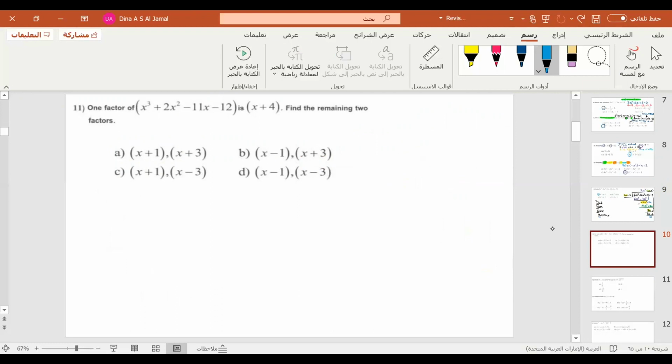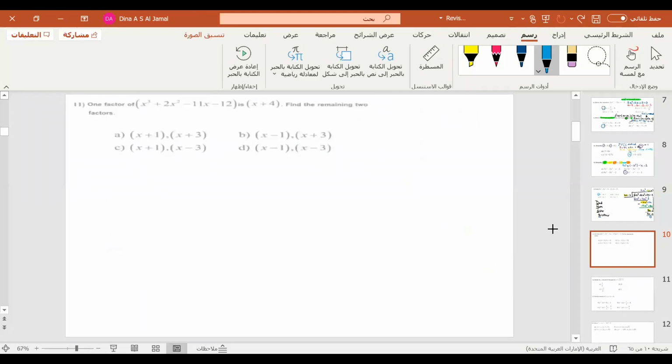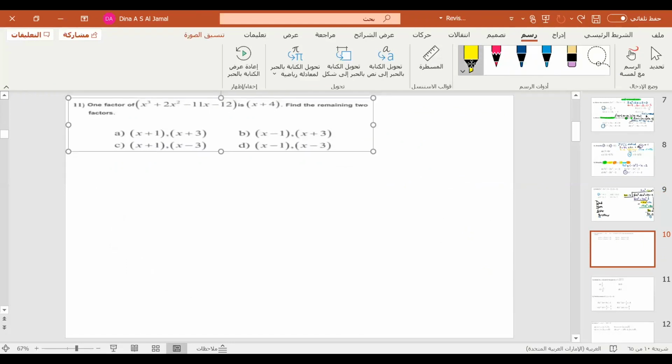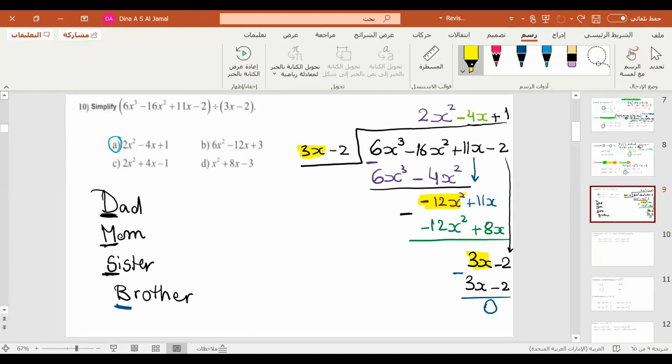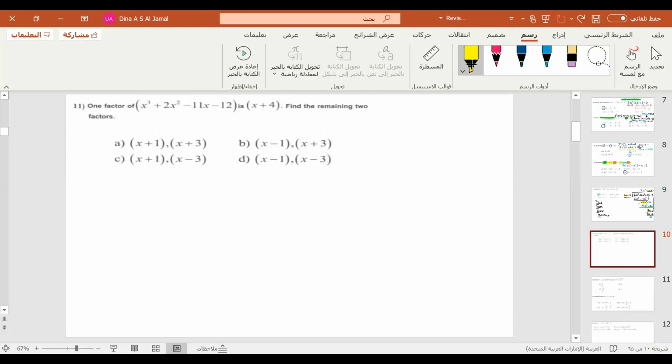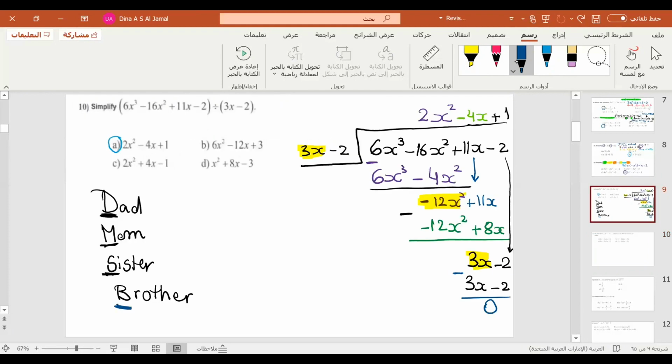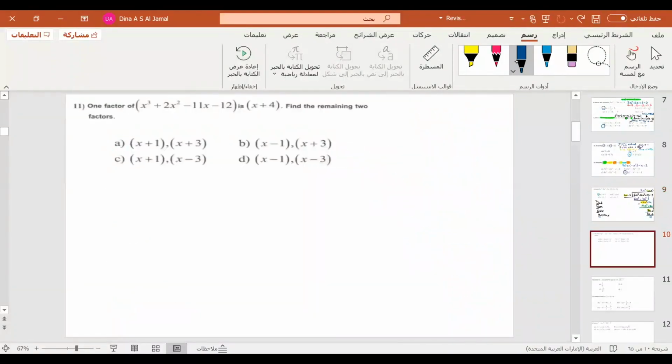Find the two remaining factors. In this method, you can either use long division and, after finding the quotient, factorize it, or you can directly use synthetic division. Now let's focus on the difference between long division and synthetic division.